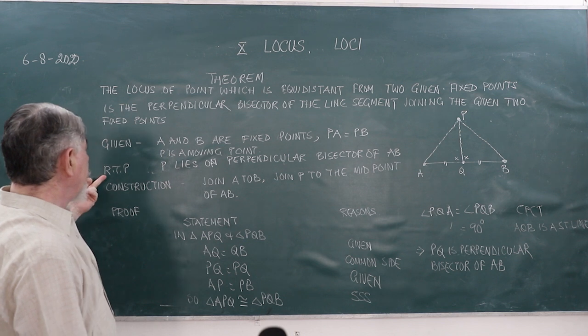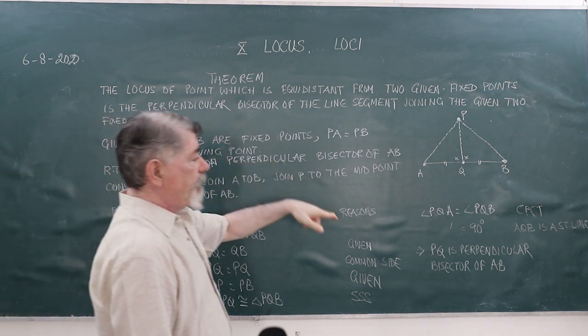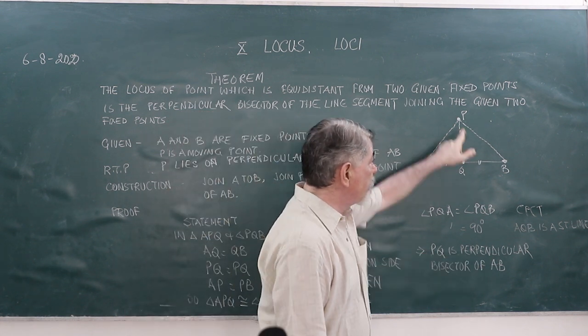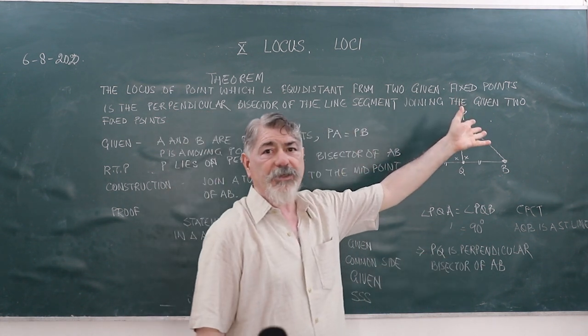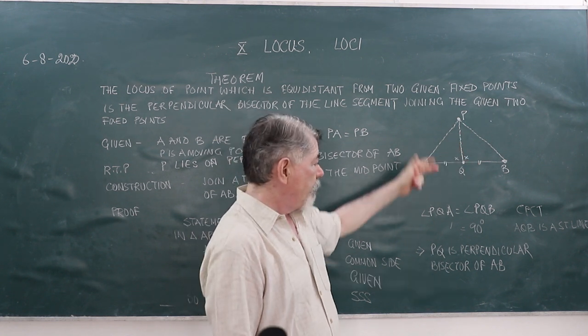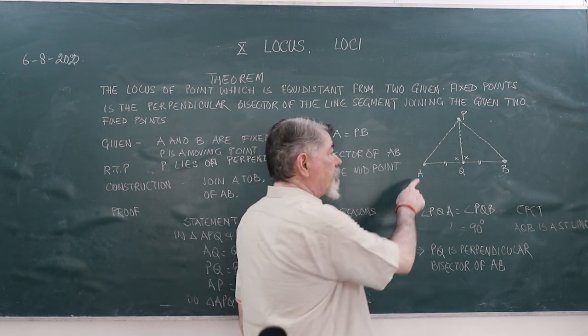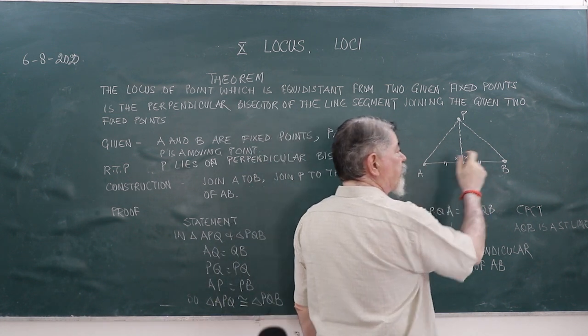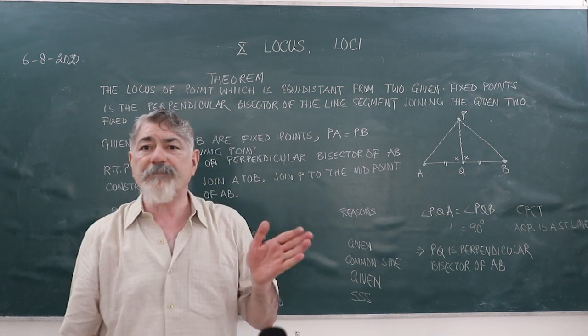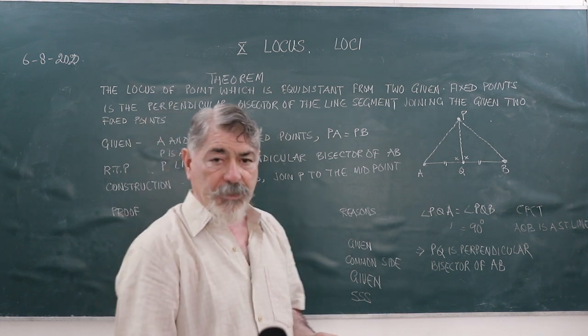What did we have to prove? Required to prove was that P lies on the perpendicular bisector of AB. So when I am saying PQ is the perpendicular bisector, P is lying on that line. That is why I am including P in that statement. Why is it a bisector? Because we had already assumed Q to be the midpoint, and it is perpendicular because we are proving the angle to be 90 degrees.